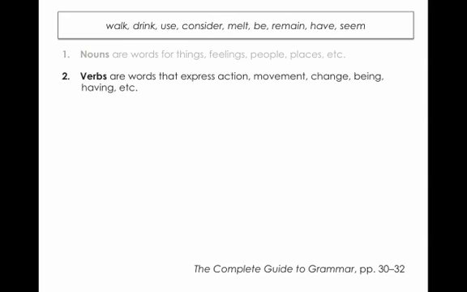Verbs are words that express action, movement, change, being, having, etc. Again, there's the etc., so the assumption is that you know how to continue this list, you know what to include in it. The examples here are walk, drink, use, consider, melt, be, remain, have, seem.